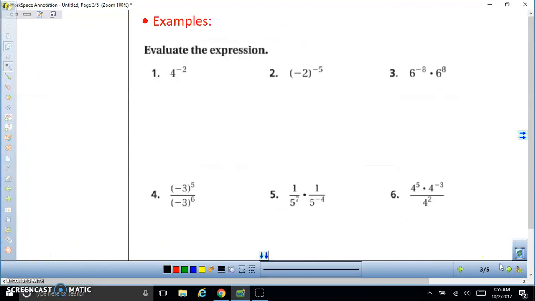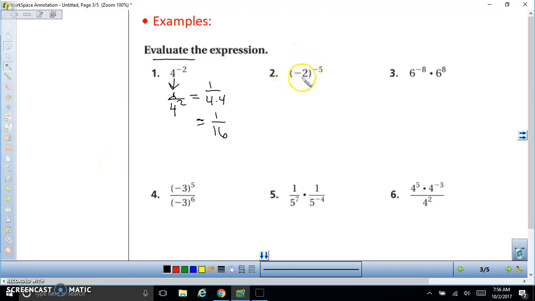Example number 1, we have 4 to the negative 2. And remember, for any integer base and negative integer exponent, you can rewrite this as 1 over 4 squared. It says evaluate, so we're going to finish our multiplication. So this is going to become 1 over 4 times 4, and 1 over 4 times 4 is 1 over 16.